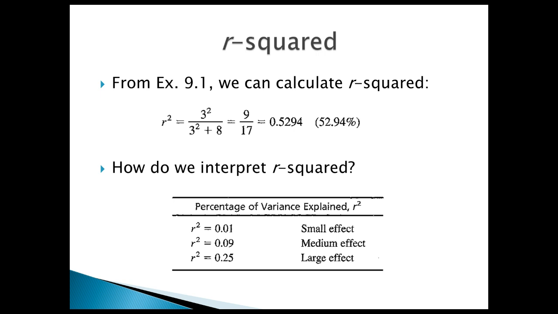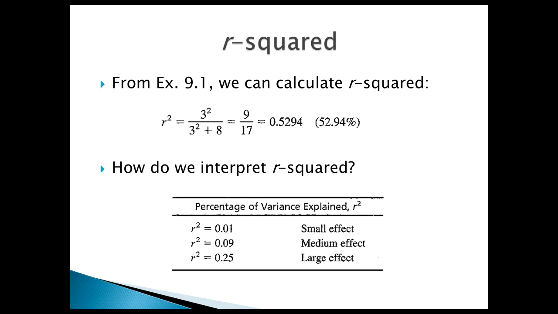So in the googly eye example, you would say something like 52.94% of variance in time spent on either side of the googly eye box, plain side or googly eye box side, is explained by the presence of googly eyes or not.